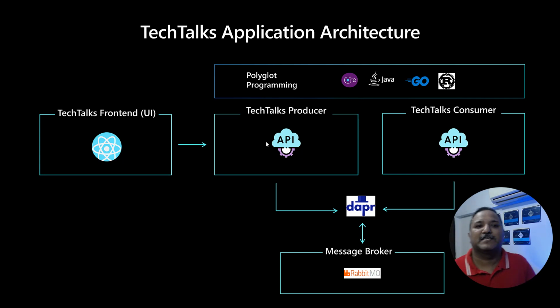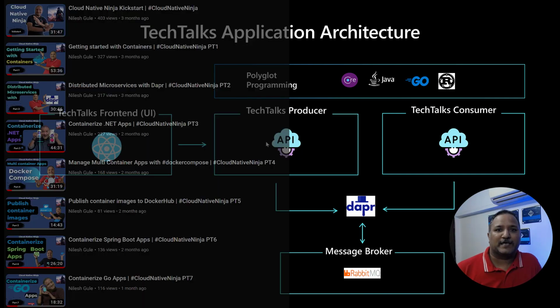Today we are going to see how to containerize a React application or a front-end application. So far in this series, we have seen how to use polyglot programming to design our microservices for the backend. We built TechTalks producer and TechTalk consumer, which helps us decouple the producer and consumer logic. And we are also using a distributed application runtime called Dapr, which helps us interface with our messaging infrastructure, which is built on top of RabbitMQ.